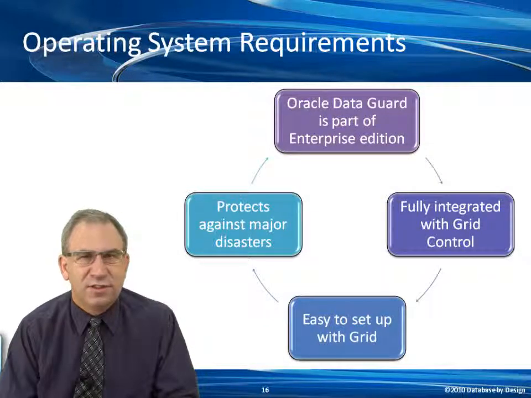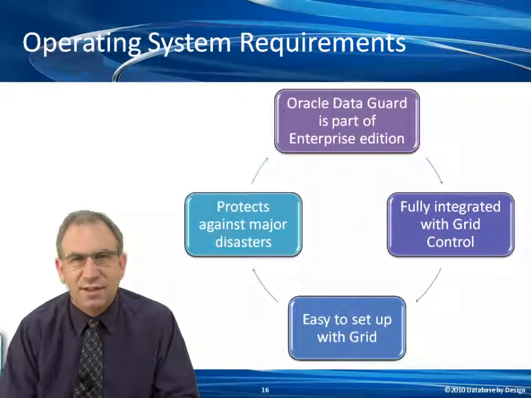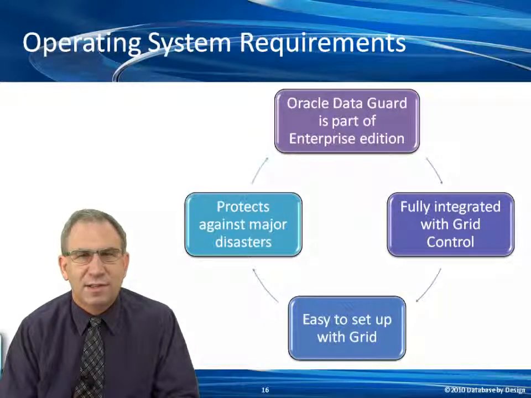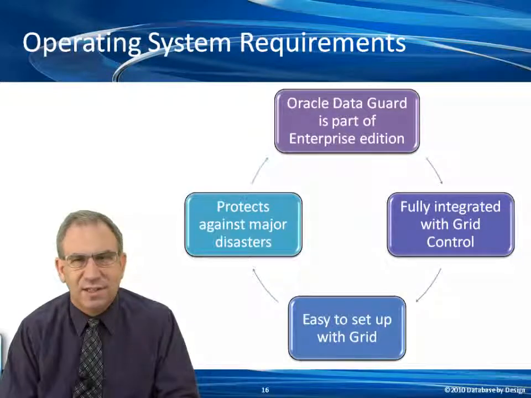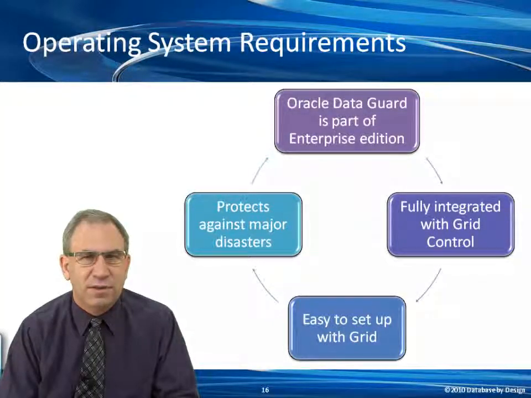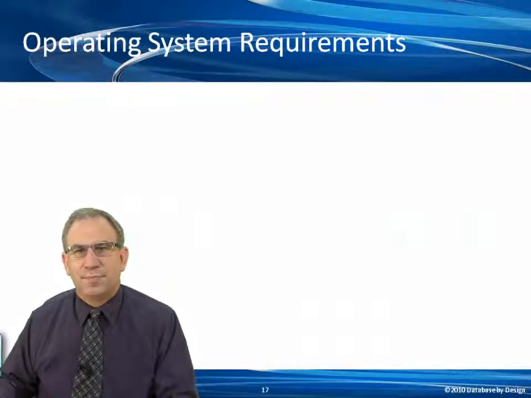Or all major disasters. The whole point of a Data Guard configuration is disaster recovery, whether it's Mother Nature, an act of God, or a man-made disaster, a fire or a flood or whatever it is. The whole point of a Data Guard configuration is to protect us in the event that we've lost that primary system.